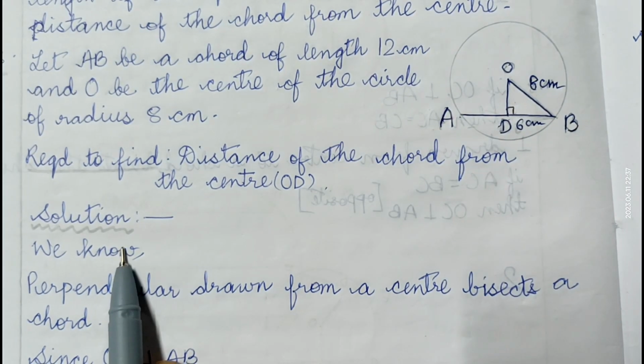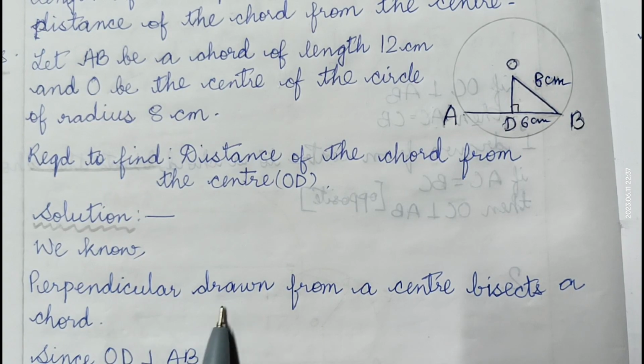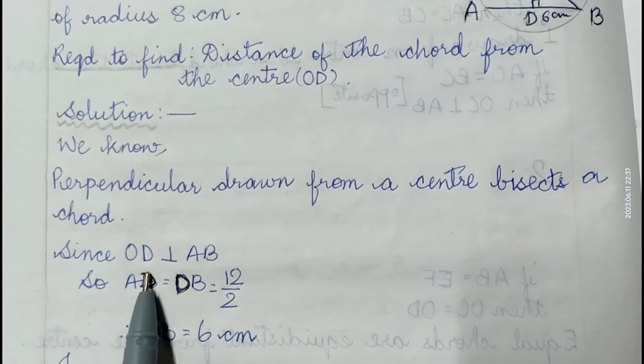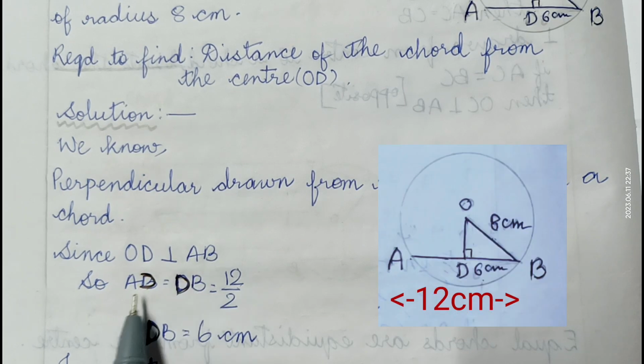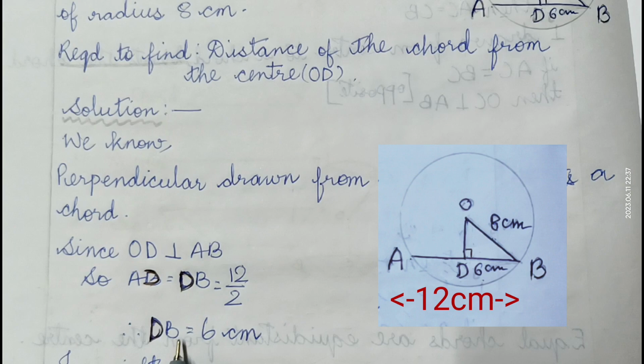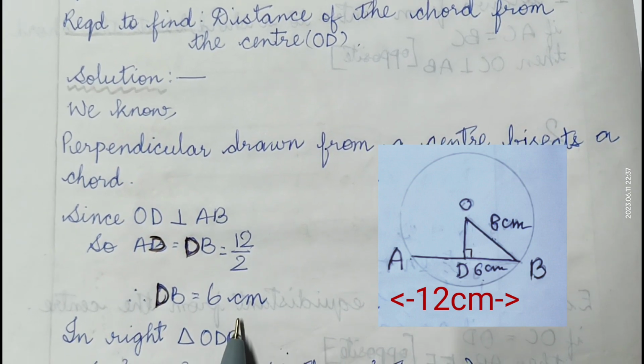So we can write here in the solution part: we know a perpendicular drawn from the center to a chord bisects the chord. Since OD is perpendicular to AB, AD equals DB equals 12 by 2. So DB equals 12 by 2, that is 6 centimeter.